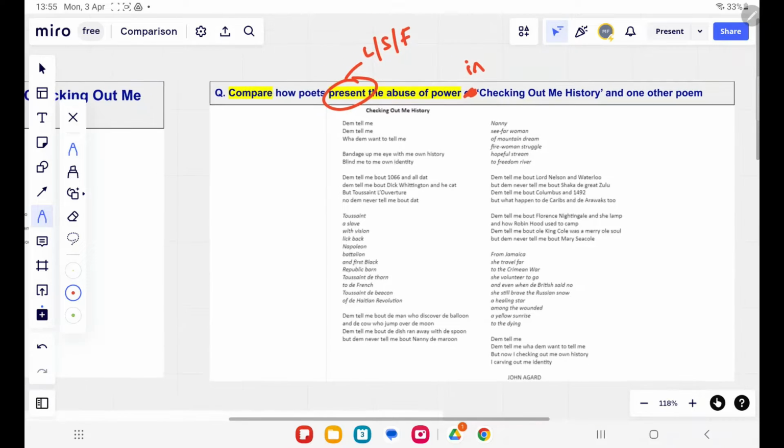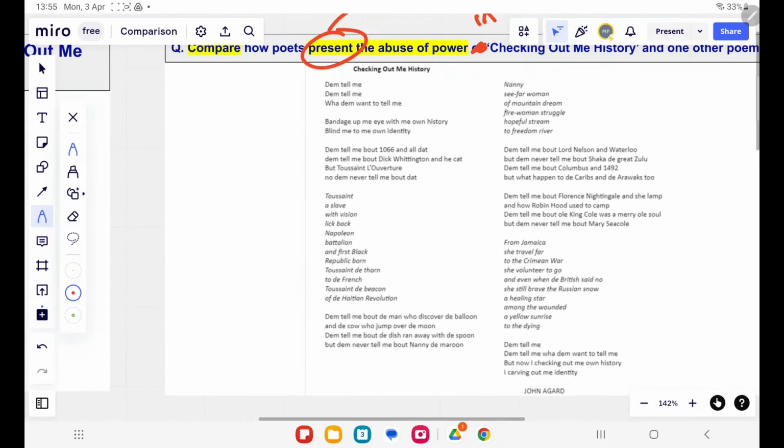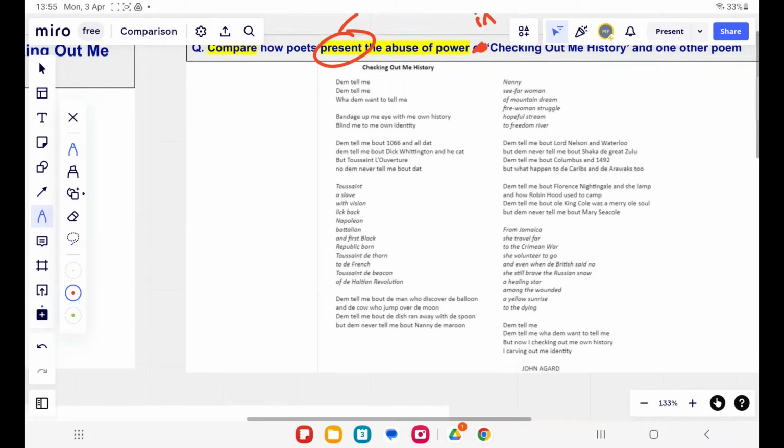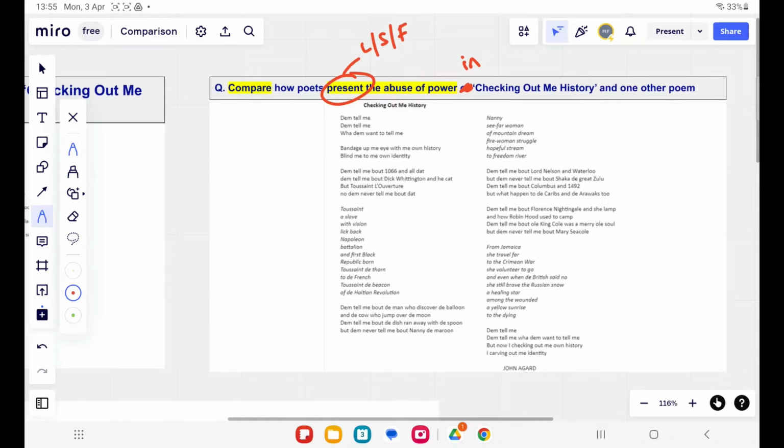Okay, well, Checking Out Me History is very loose, freestyle, representative of Agard and his experiences and his wish to reclaim his heritage from the colonial control of various empires, the French, the British, etc. in Guyana, in South America. So it has this very loose, free style without punctuation.